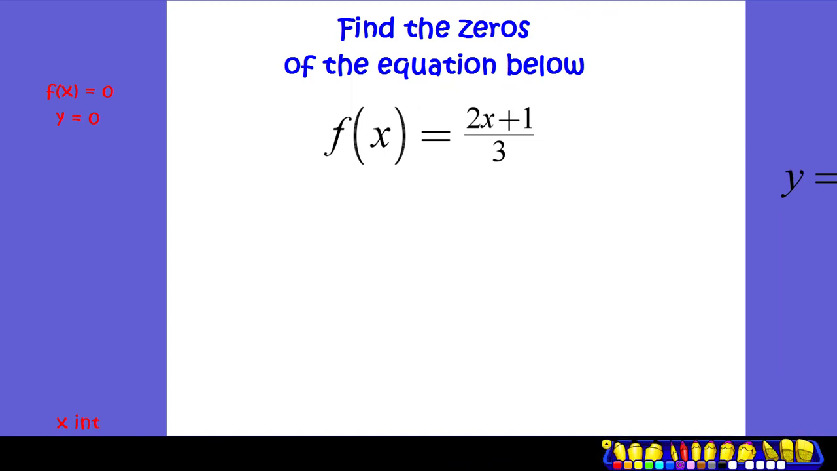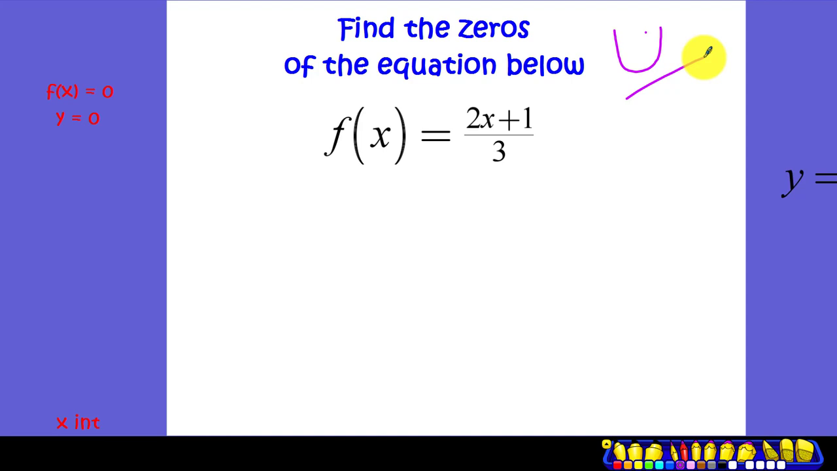Okay, so what if instead of a quadratic equation, we just have a line? This is not a parabola. This is just a straight line. How do I know it's a straight line? It's because x is raised to 1. But if you have x raised to 2, then that will be a parabola. So how do I find the zeros or the solution set or the x-intercept of this line?